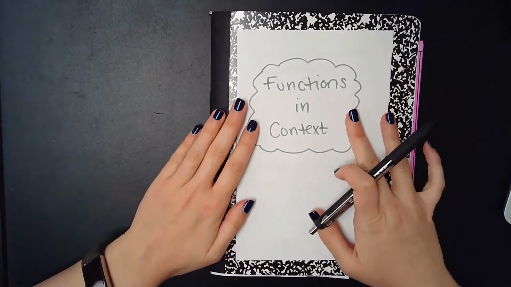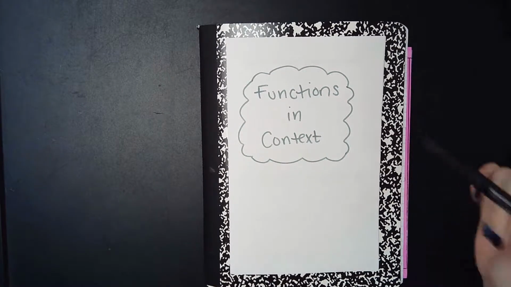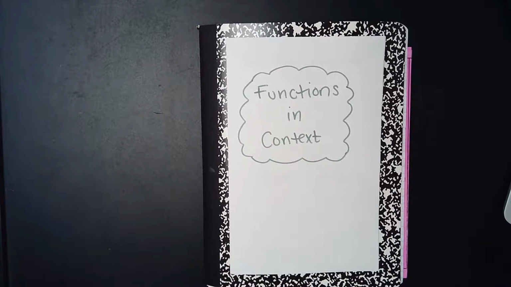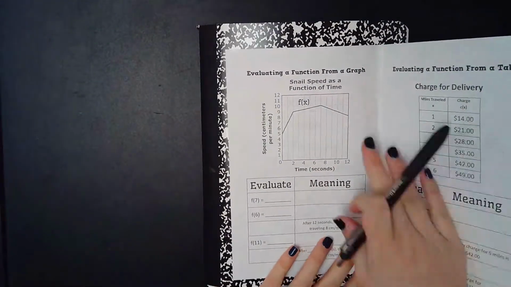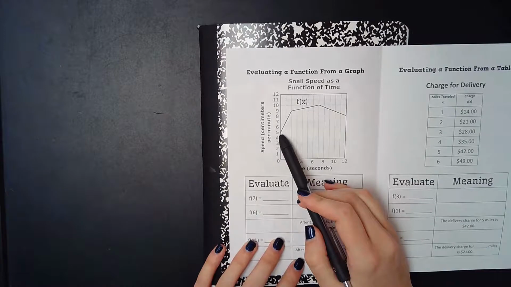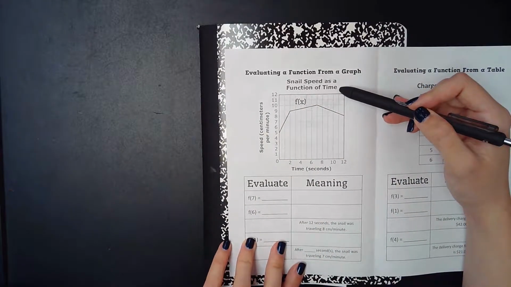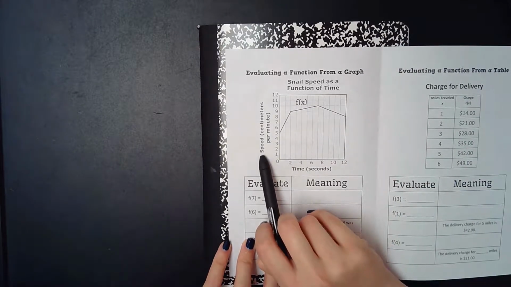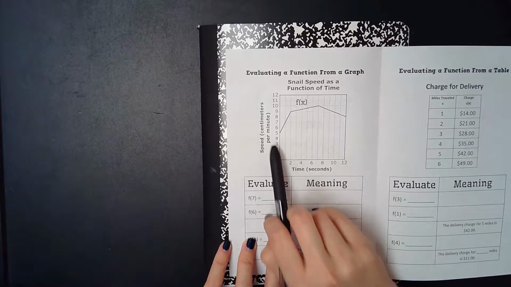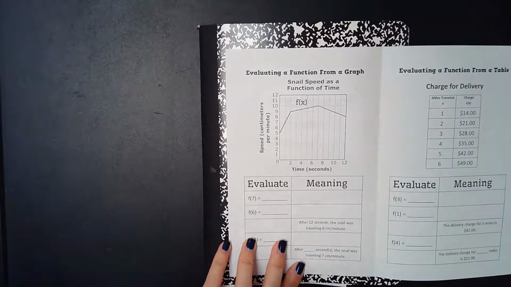There's nothing really new about these notes, so they're going to be pretty fast. The difference here is that instead of just talking about random x and y values, our x and y values will actually have a meaning. They'll have a context. So in our first example, we're looking at a graph that shows a snail's speed as a function of time. It tells us that our y values are all talking about the speed in centimeters per minute, and our x values are talking about time in seconds.